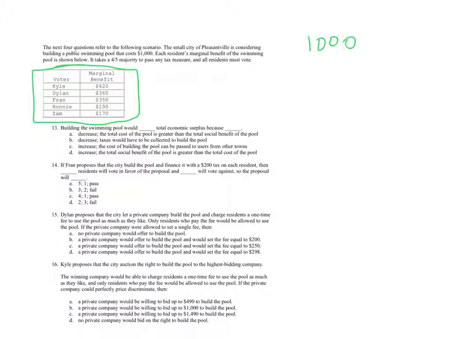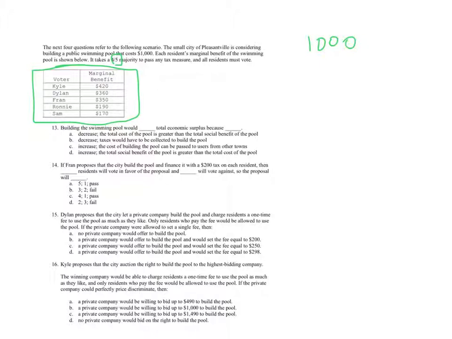And then critically, it takes a 4/5 majority to pass any tax measure. Oregon actually has such a law. It's not 4/5, it's 2/3. So a simple majority won't enable the state of Oregon to enact a revenue collection measure.